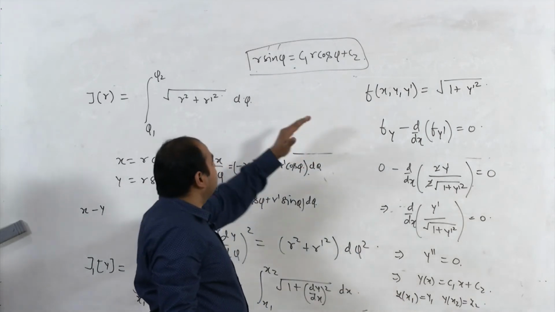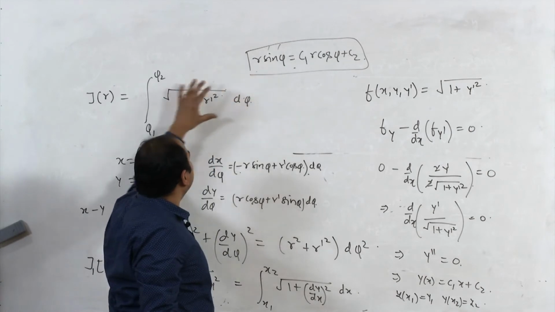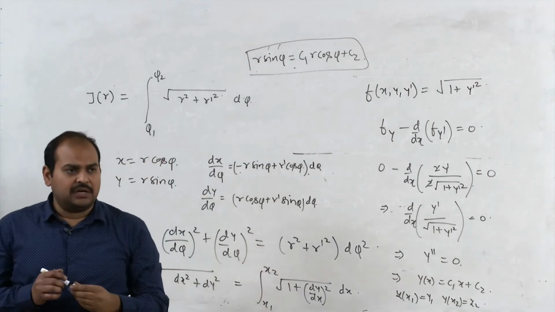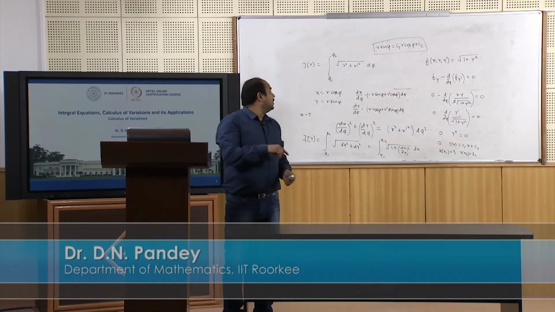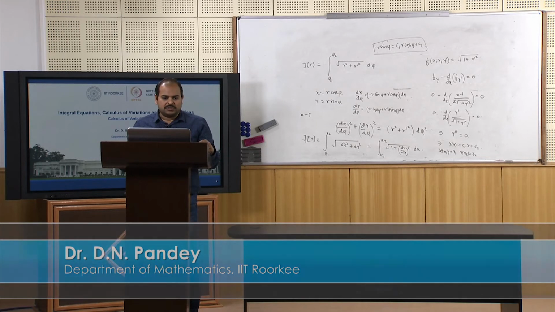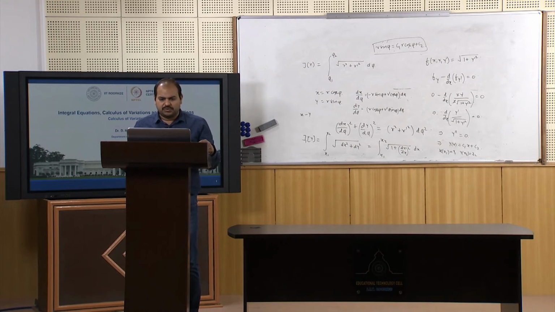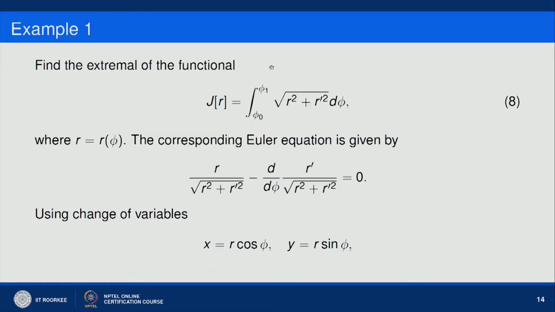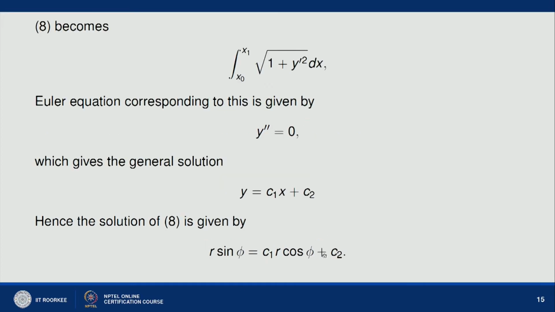And if you consider the original functional, then the extremal curve for this functional is given by r sin phi equal to c1 r cos phi plus c2, which is quite difficult to solve in the polar coordinate system r and phi. So what we have discussed here: this functional is reduced to the integral from x0 to x1 of square root of 1 plus y dash square dx, and the corresponding Euler's equation has solution y equal to c1x plus c2. This we have just proved, and the extremal for the functional given here is r sin phi equal to c1 r cos phi plus c2.